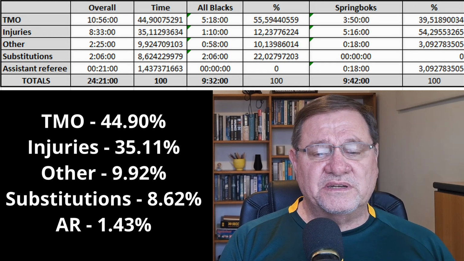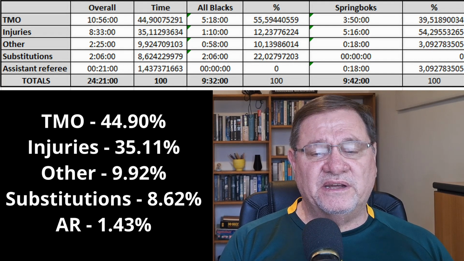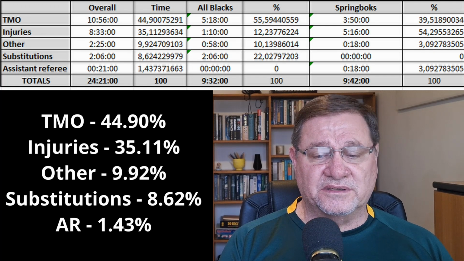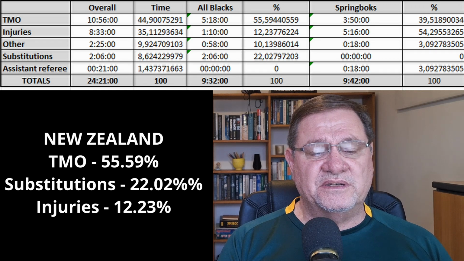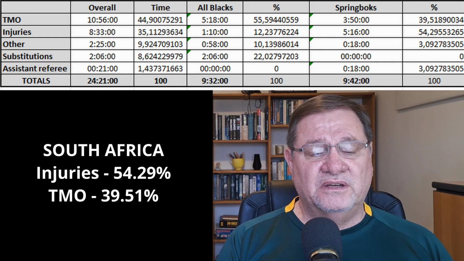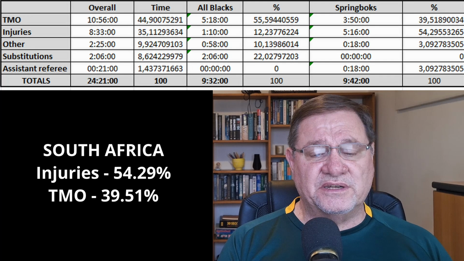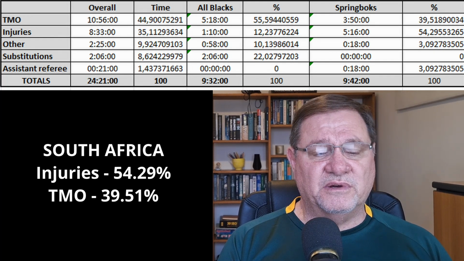The second table summarized the category for each stoppage in total and then per team. Overall, TMO stoppages and feedback accounted for 45% of the stoppage time, followed by 35% for treating injured players and 10% for stoppages that I could only categorize as others. With regards to the two teams, 55% of New Zealand stoppages are attributable to the TMO, followed by 22% for making substitutions. For the Springboks, the largest category is injuries at 55%, followed by 39% for TMO reviews.